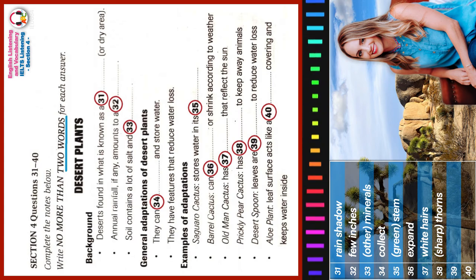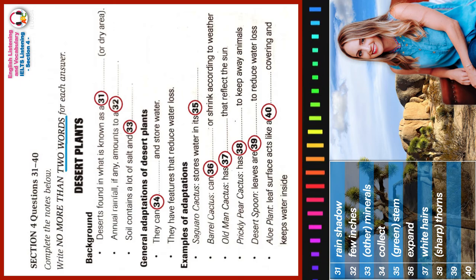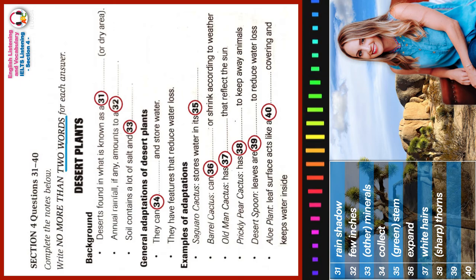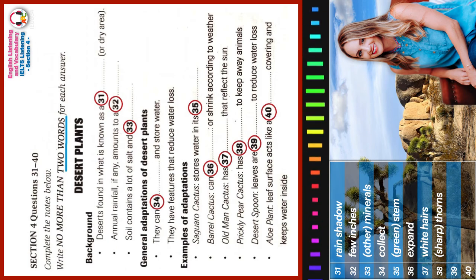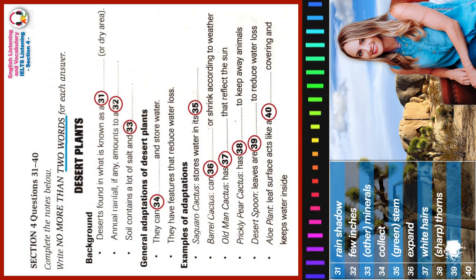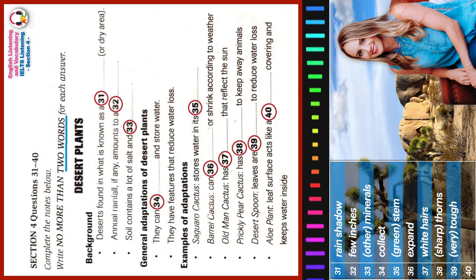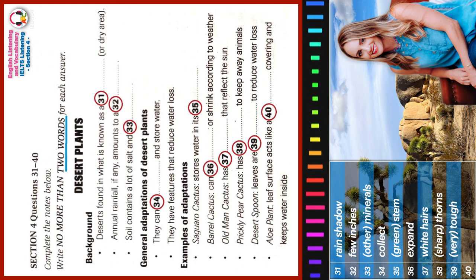Our next plant is called the desert spoon. This plant has long leaves that fan out, and they're very succulent because they can also store water inside. However, they're also usually very tough, and this helps keep the water inside and also makes them less tasty.